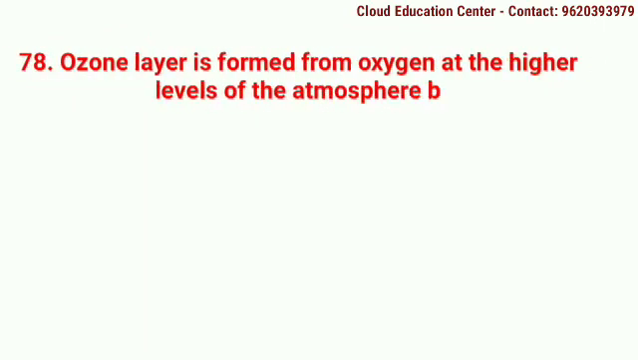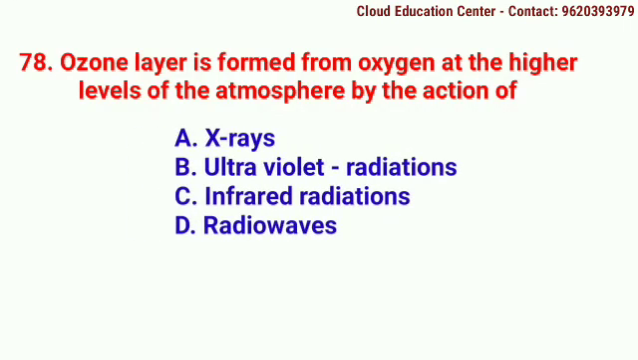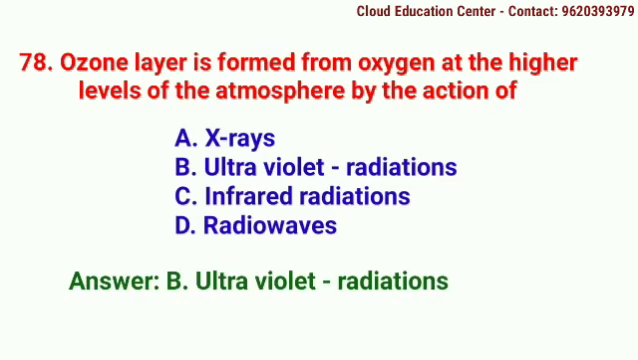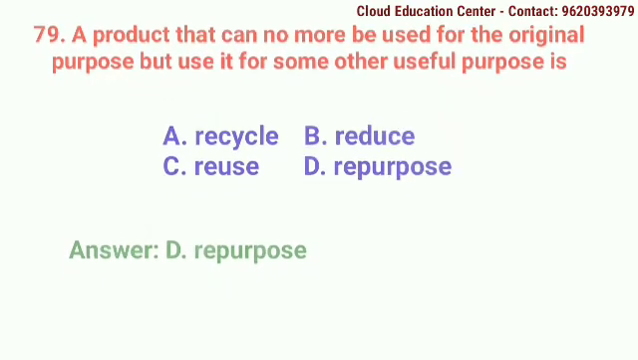The next question is ozone layer is formed from oxygen at the higher level of the atmosphere by the action of. There are four options. In that, option B, ultraviolet radiation. That's a correct one. The next question is a product that can no more be used for the original purpose but use it for some other useful purpose is. There are four options. In that, option D, repurpose is the correct one.